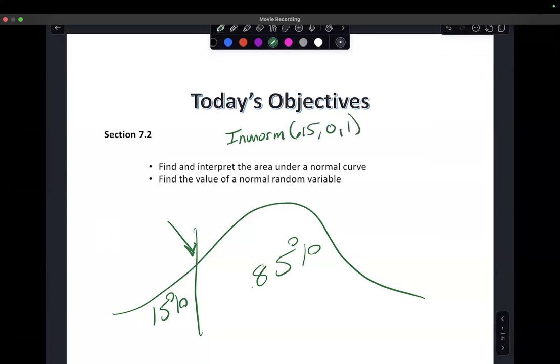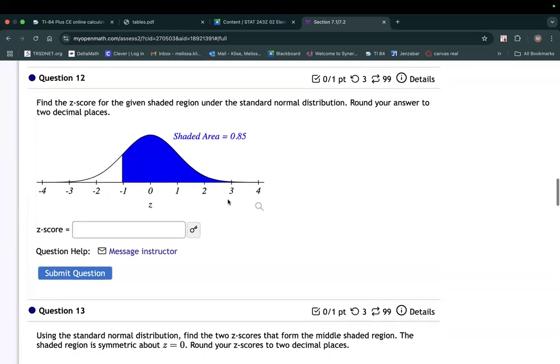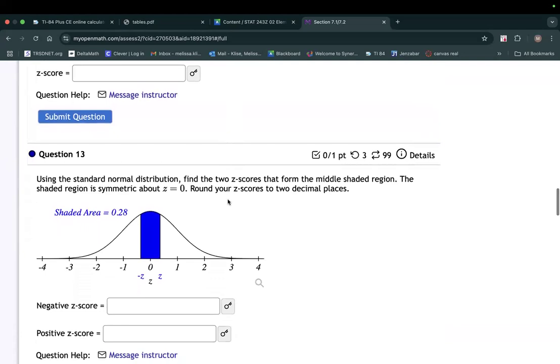0.15, because it's looking for a z-score. So even though it's shaded up above, it's just looking for the z-score at that point. It's looking for what this z-score is, and this z-score is at the 0.15 point, if that makes sense. Since we default to left, you're going to have to subtract it from 1 first. Then this one's middle. This is where most of the people struggle.